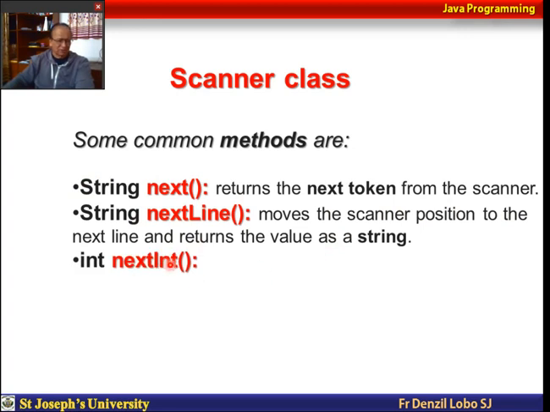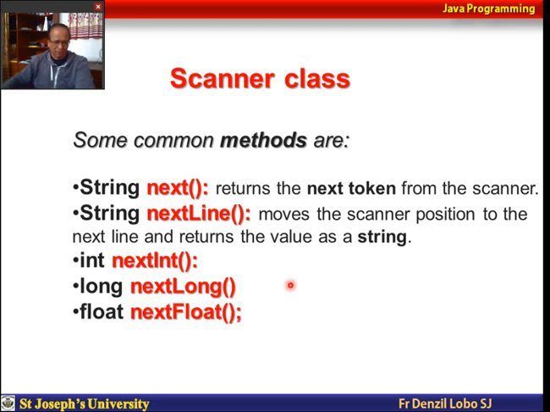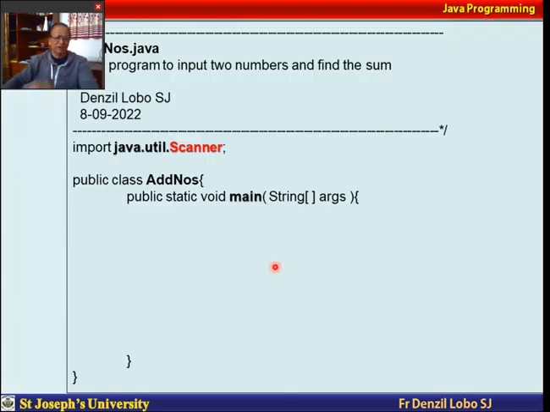nextInt, which we used yesterday, returns an integer. nextLong: suppose I want to input a big number, then I use nextLong. nextFloat, to input a floating number. And to input a double, we use nextDouble. So these are some of the methods in the Scanner class. We have already used next and nextInt. So let us go ahead now.